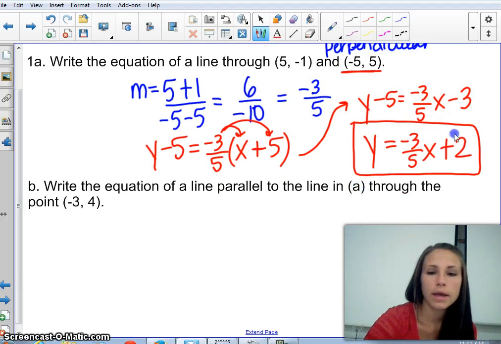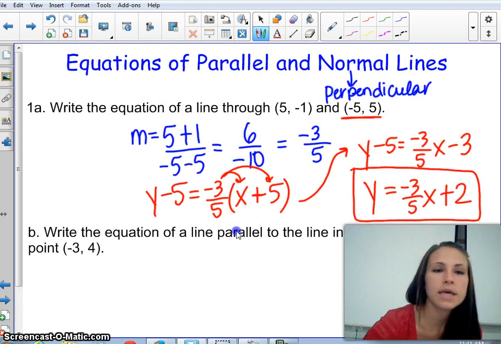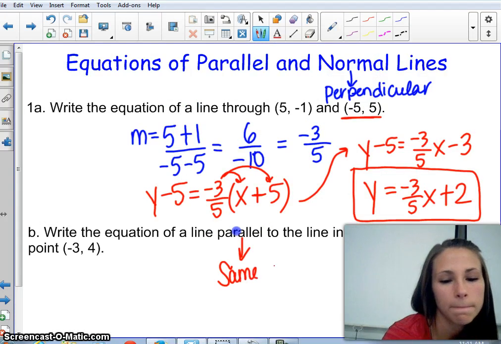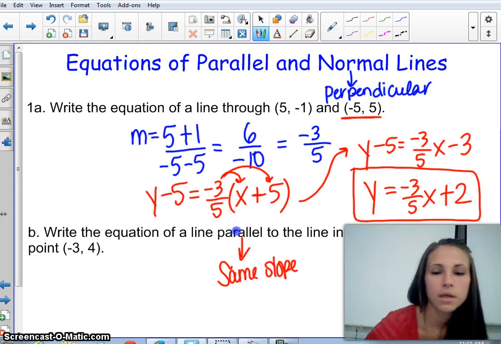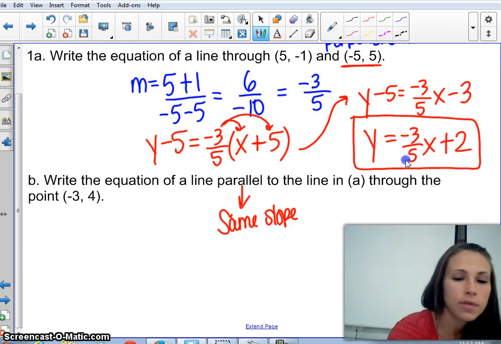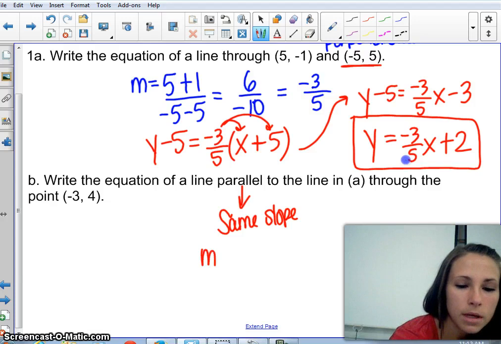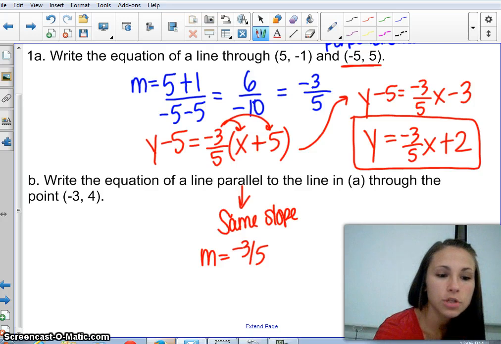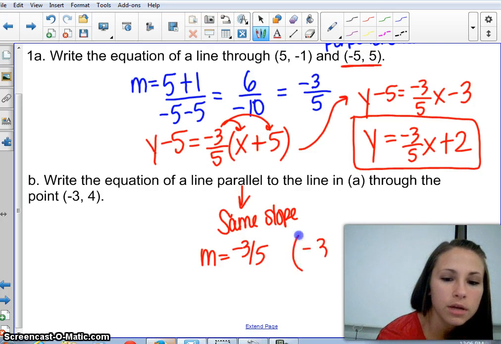Now, for part B, I want to write the equation of a line that's parallel to the line in part A, that's this, through this point. So, parallel lines have the same slope. Okay? So parallel lines have the same slope, which means I'm going to use the exact same slope that I found up here for this first line. So that's going to end up being, m is -3/5. Alright, now I also need to make sure that my line goes through this point, -3, 4.